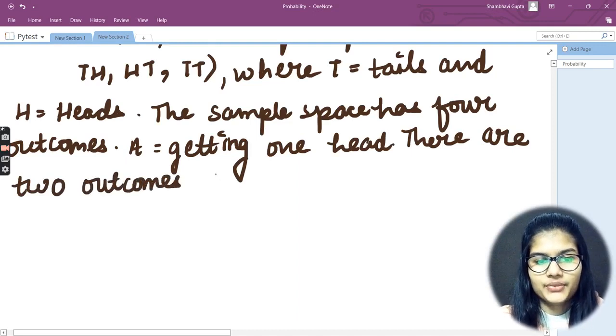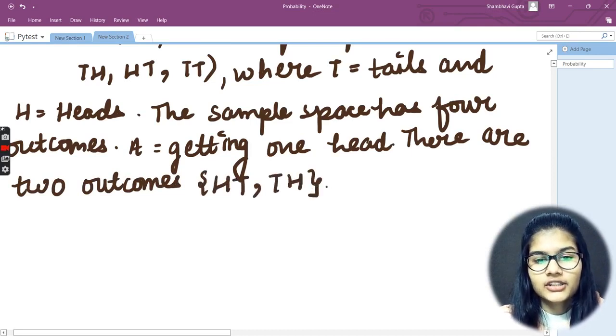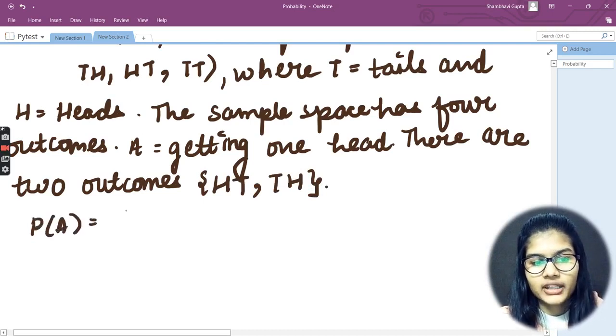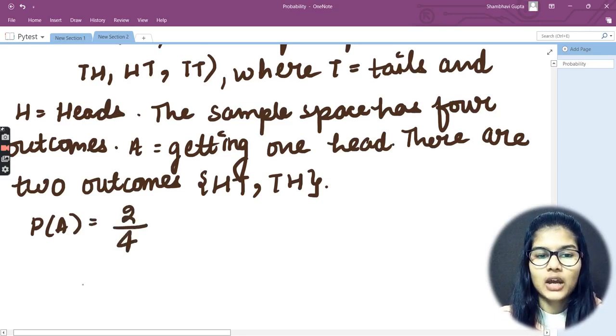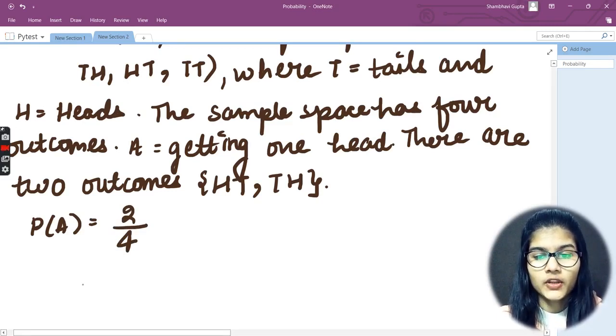There are two outcomes. First is my head tail and second is my tail head. These are my two outcomes, right? So in that case, I'm going to write that the probability of A is equal to 2 by 4, because in total we were having four outcomes, and from those four outcomes we were having two outcomes which are having one head. So for that we were having these two outcomes, head tail and tail head. So in total I have 2 by 4.